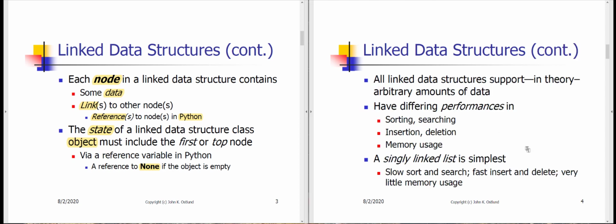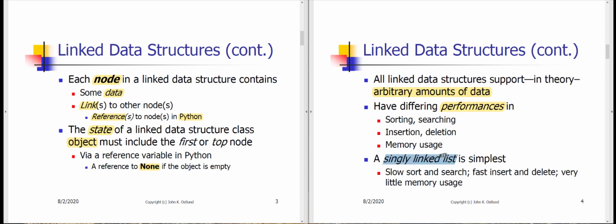One of the benefits of a linked data structure, as opposed to some fixed size data structure, which actually in Python we don't really have fixed size data structures, but a linked data structure can contain arbitrary amounts of data, of course up to the limits of what your computer can actually store in memory. And the difference between different types of linked data structures is in terms of the performance that they offer and the amount of space that they require. So some data structures are better than others at sorting or searching operations, at insertion and deletion operations, at using more or less amount of memory, and so forth.